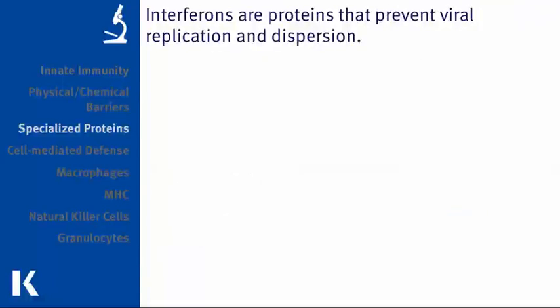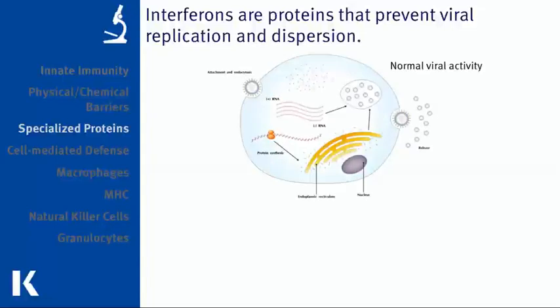While complement proteins are good for dealing with bacteria, viruses don't have cell walls, so they need different proteins to stop them. Interferons are the proteins in charge of preventing viral replication. Usually the virus perforates a cell, manipulates the cell's machinery to replicate the virus, and then leaves the cell to infect others nearby. Interferons limit all of these processes.